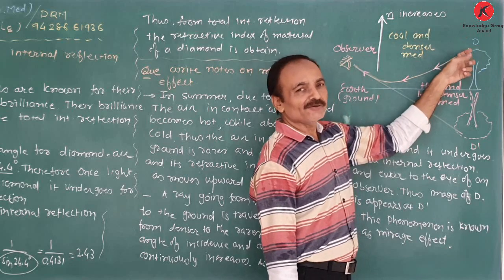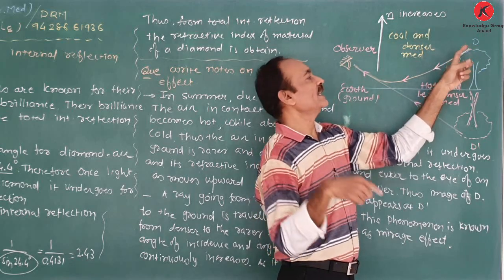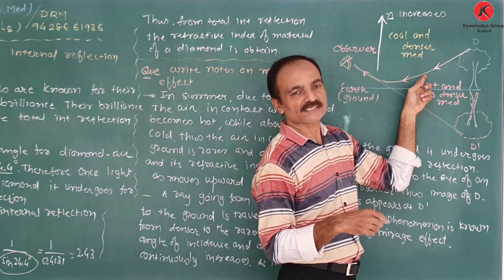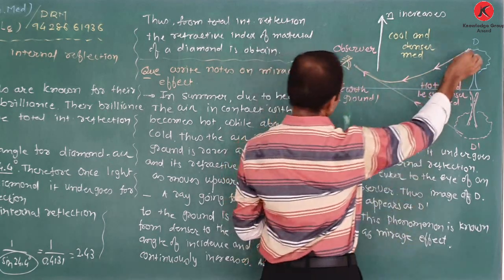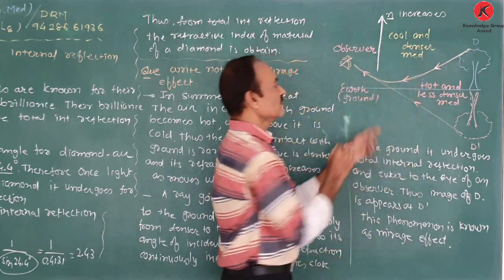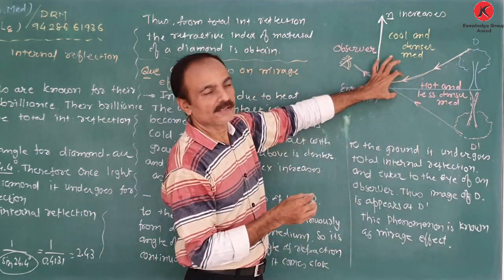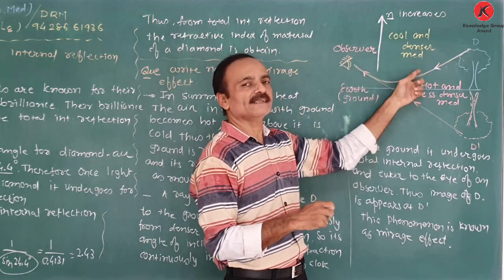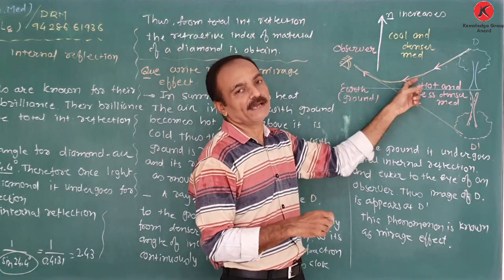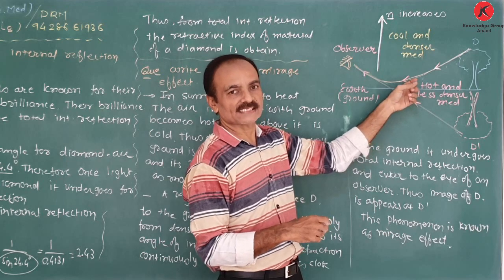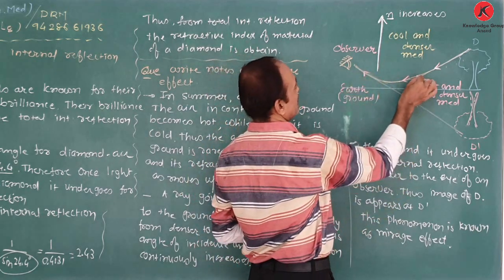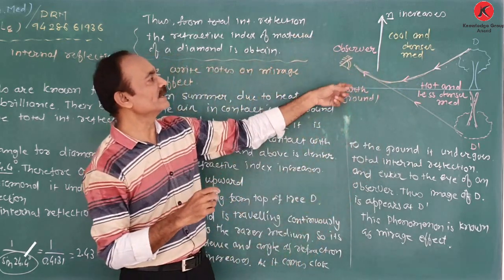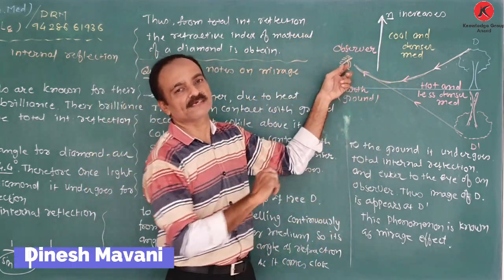Therefore, the angle of incidence and angle of refraction continuously increase. When the ray comes very close to the ground, the angle of incidence is slightly greater than the critical angle of the medium. Due to that, finally, this ray undergoes total internal reflection and enters the eye of an observer.